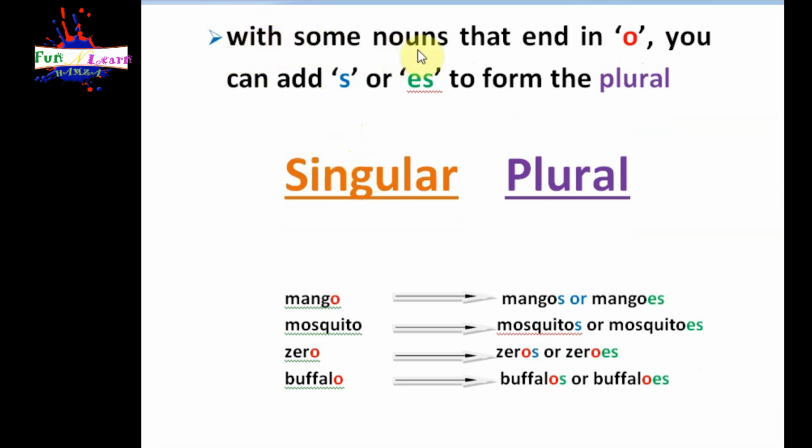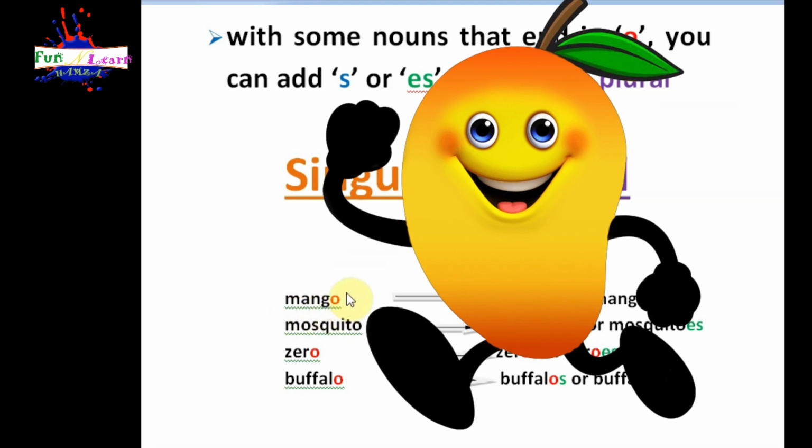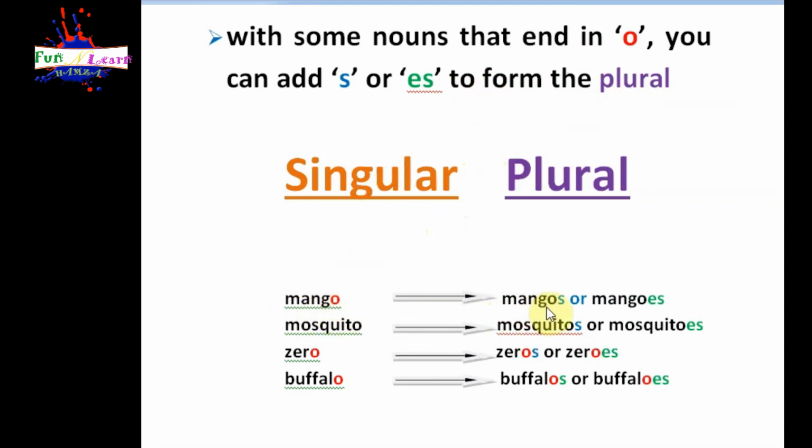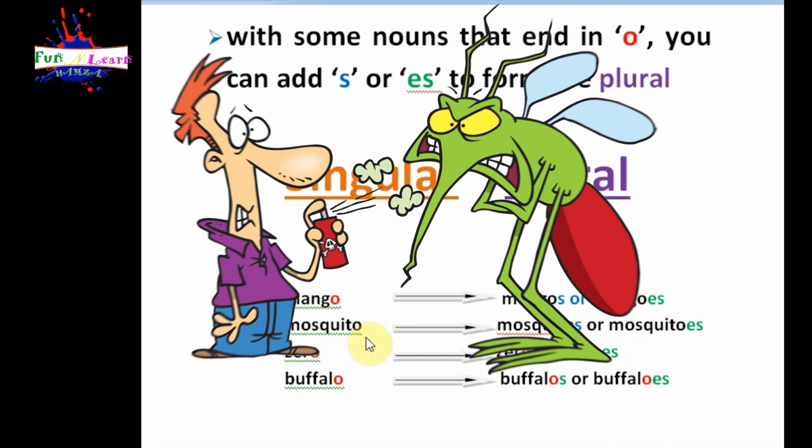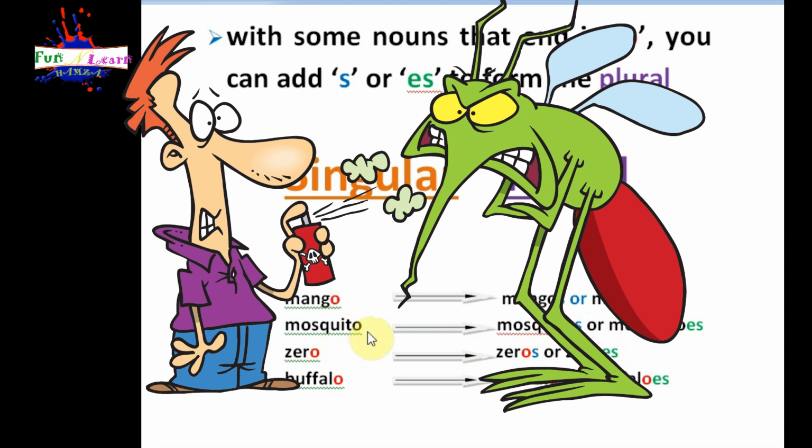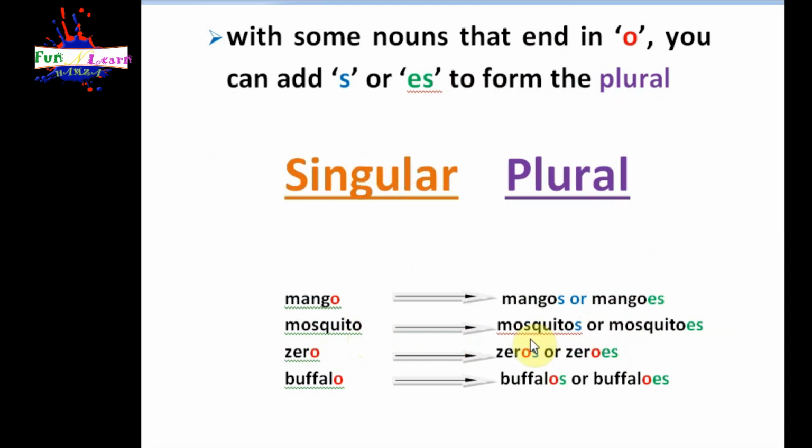With some nouns that end in O, you can add S or ES, either S or ES, to form the plural. Let's see what the words are. For example, mango. Now, it's a singular noun ending in an O. So to make it plural, you can either add S or ES. Mangos and mangoes, both are correct plurals. Mosquito, again, a singular noun ending in an O. To make it into a plural noun, again, you can either add an S or an ES at the end.